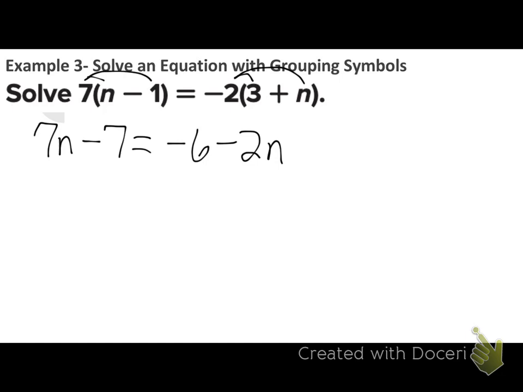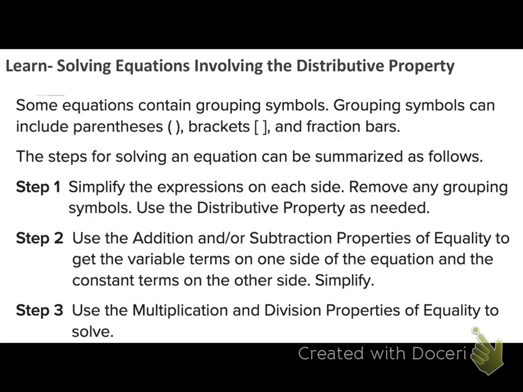On the left-hand side, can I simplify anything else? Do I have any other grouping symbols? No. Do I have any like terms here? No. What about on the right side? Any grouping symbols? No. Any like terms? No. I cannot do anything else to simplify either side, can I? So now step 1 is complete. I've simplified the expressions on each side.